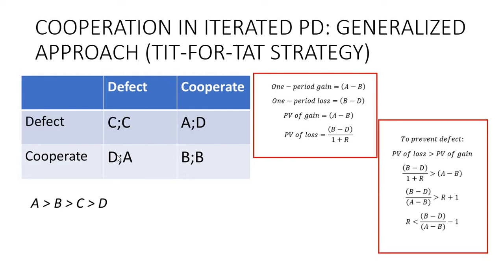minus D. Okay, so the present value of the gain is the same, A minus B, and the loss will occur in the next period. That's why we have to discount. So it will be B minus D divided by 1 plus R. So in order to prevent defection, R shall be smaller than B minus D divided by A minus B, minus 1. Okay, I hope it's fine.